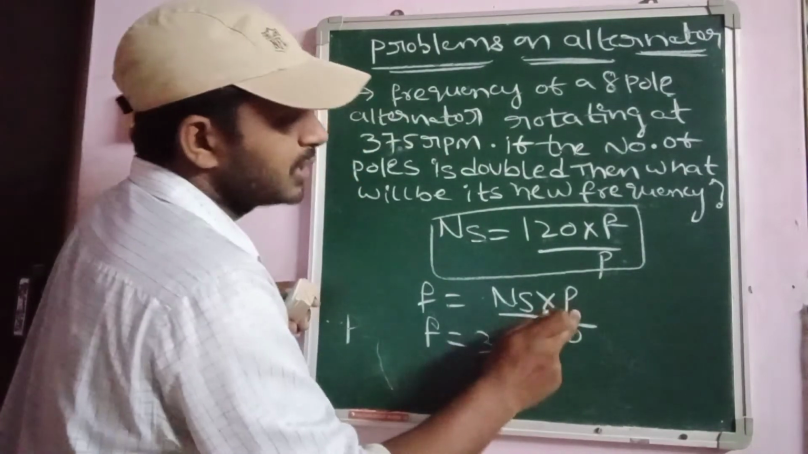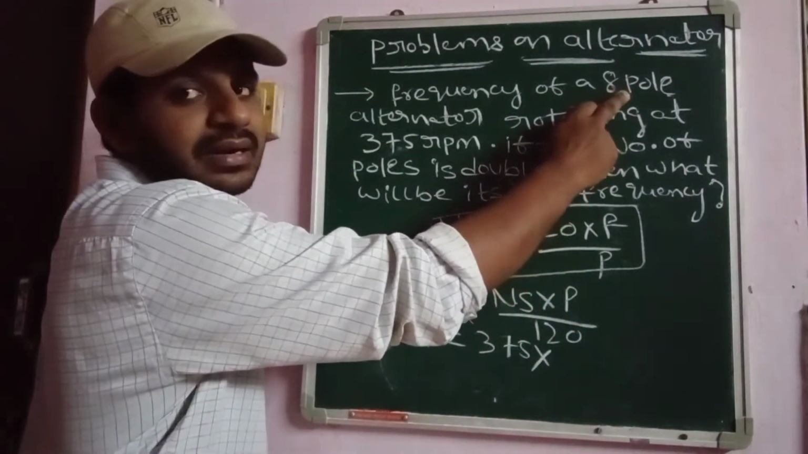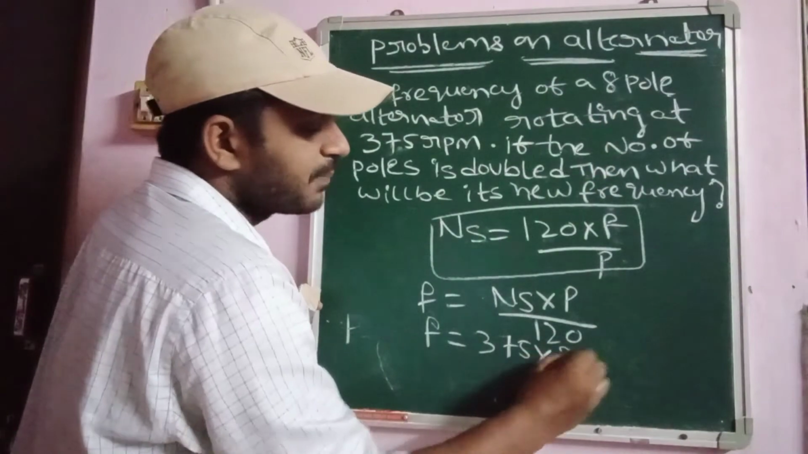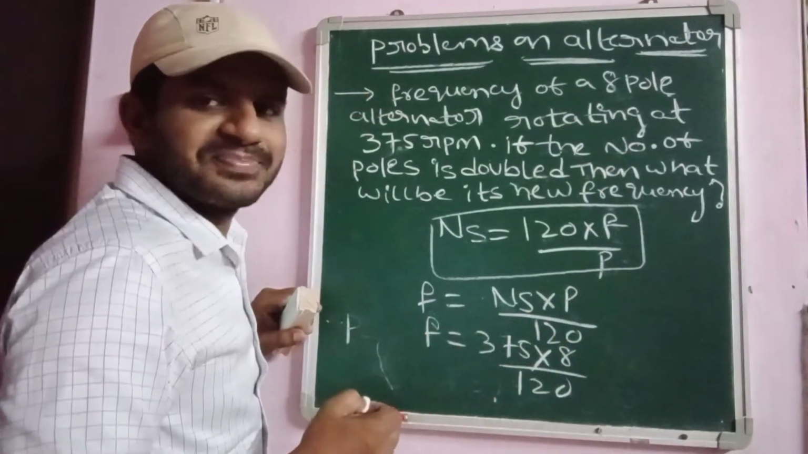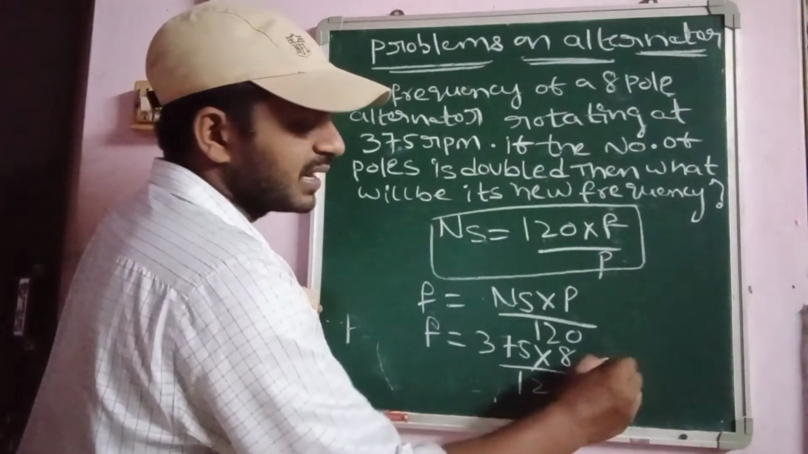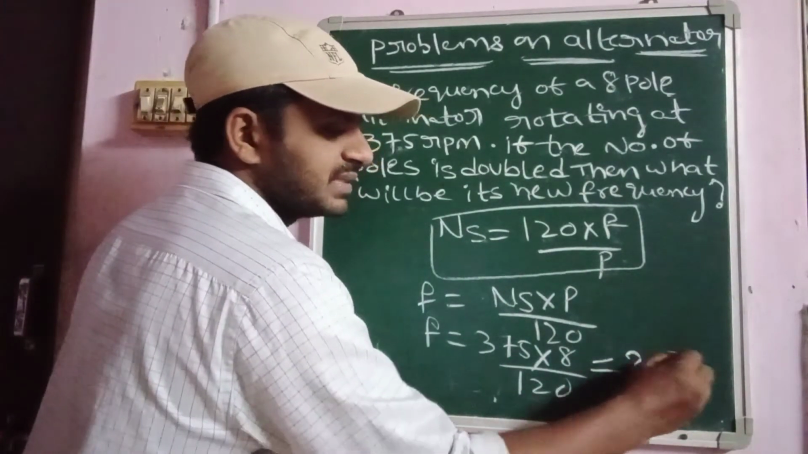So 375 into the number of poles at the initial condition, which is given as 8 poles, by 120. Finally we get 25 hertz.